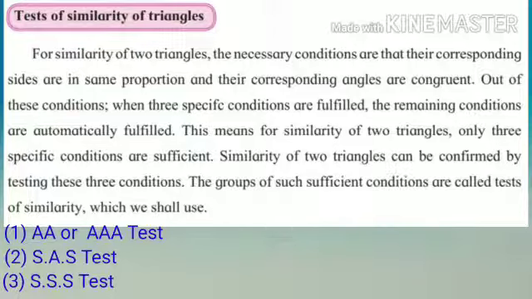Just by observation we can't justify whether triangles are similar or not, because in mathematics we need reasons. Without any proof, without any reason, just by observation we can't justify any answer in mathematics. So to identify whether the triangles given to us are similar or not, we use some tests of similarity of triangles. There are three tests: AA or AAA test, SAS test, SSS test.